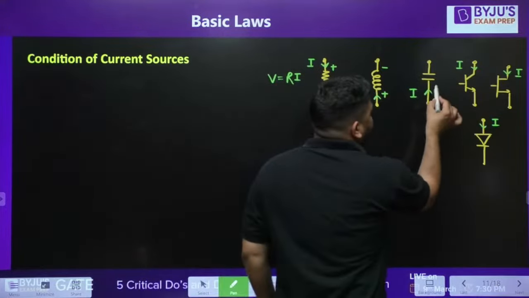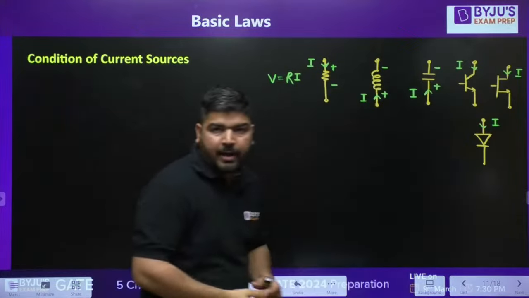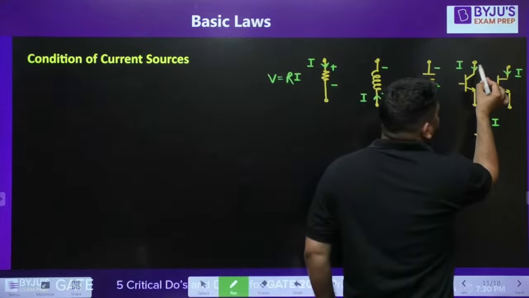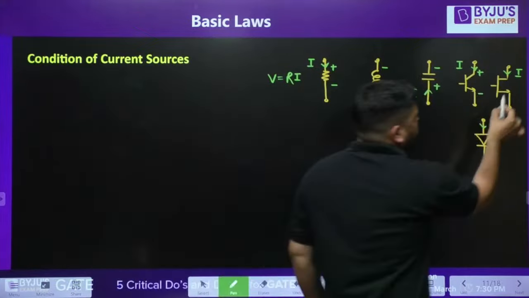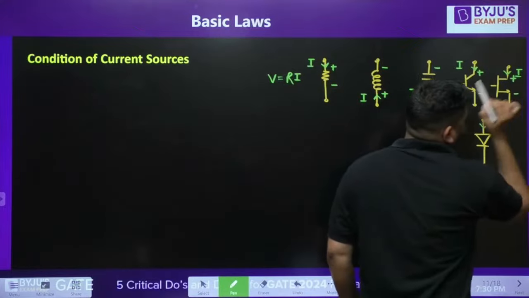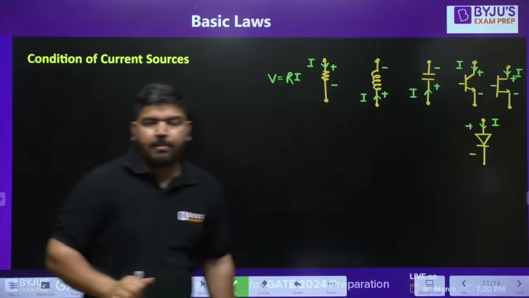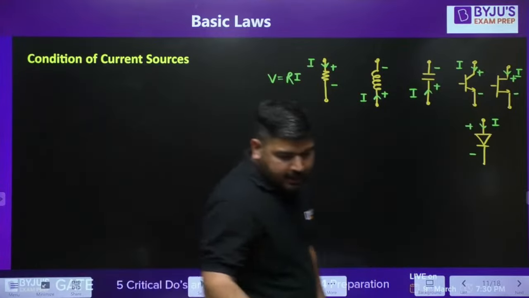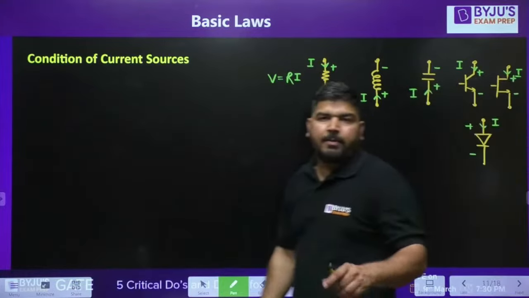Similarly, in this inductor, similarly in this capacitor, it enters here, so it will be plus here and minus here. In BJT also, wherever the current enters, this will be plus. Wherever it leaves, minus. In MOSFET also, wherever it enters plus and wherever it leaves minus. In diode also, so this has to be the polarity. Remember this point. Wherever current enters, that point will be plus. Wherever it leaves, that point will be minus.